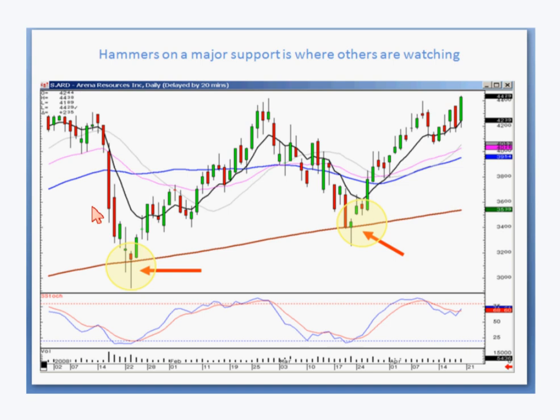What is the red line? The red line is the 200-day simple moving average. The blue line is the 50-day simple moving average, and the gray line is the 20-day simple moving average.